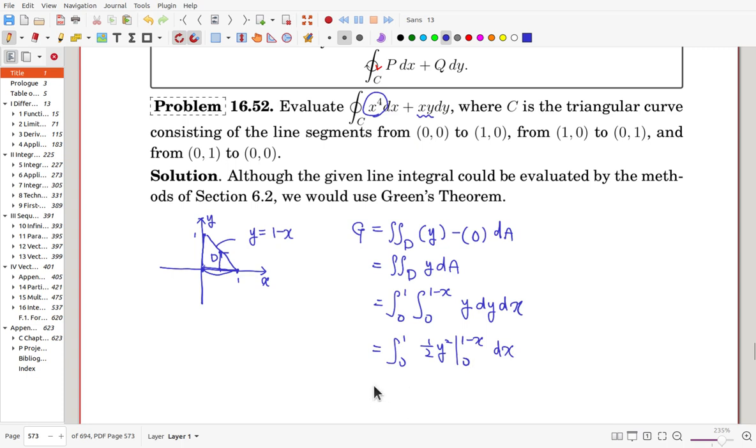So we can put the half outside of the integral, and here that one is now (1 minus x) squared dx. If you evaluate this one, that'll be 1/3. So the half times 1/3 is 1/6. That's the final answer.